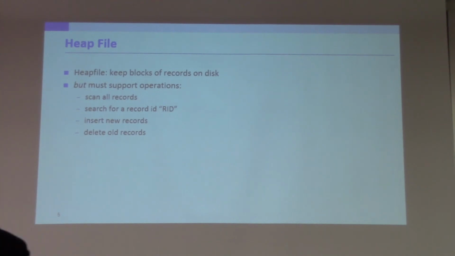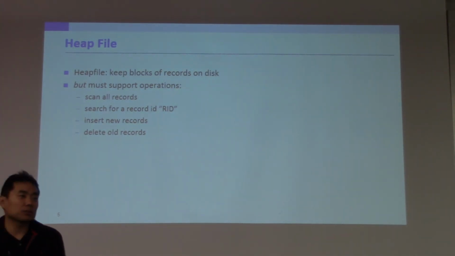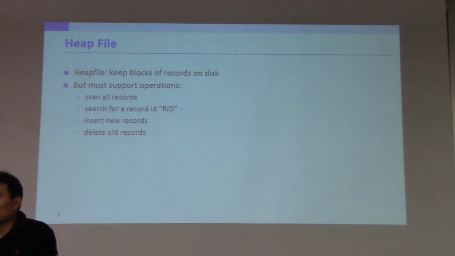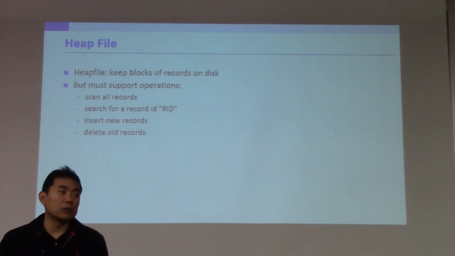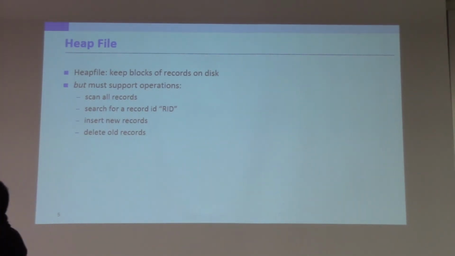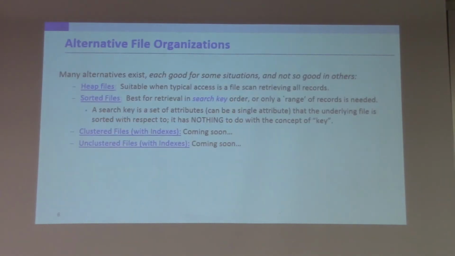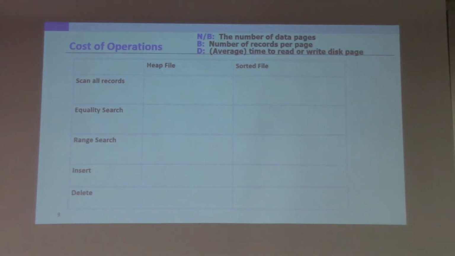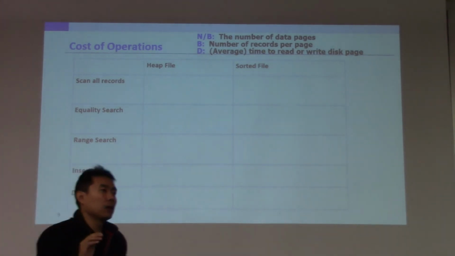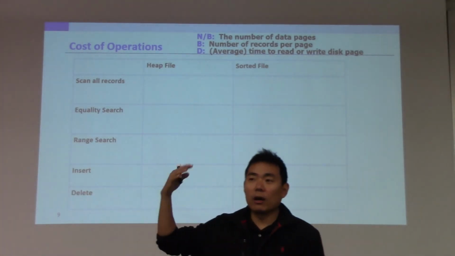We're going to do the following analysis. We want to understand the cost of scanning everything, inserting a new record, deleting a record, and so on and so forth, because those are the operations a heap file is supposed to support. To make the analysis interesting, we're really going to compare 2 players. One is just a standard heap file. On the other side is what we call a sorted file.